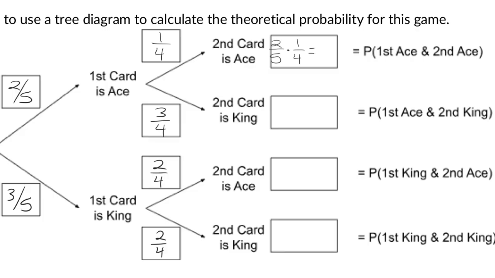1/10. So it's 0.10 is how we'll write that. It was 1/10, obviously. But 2 times 1 is 2. 5 times 4 is 20. 2/20 is 1/10, so 0.10.